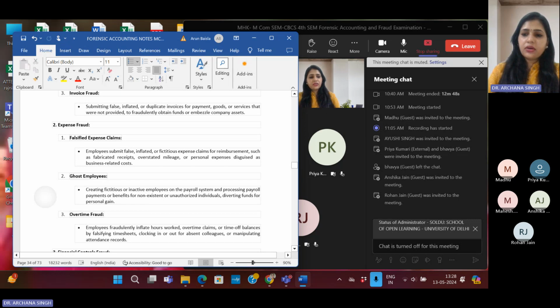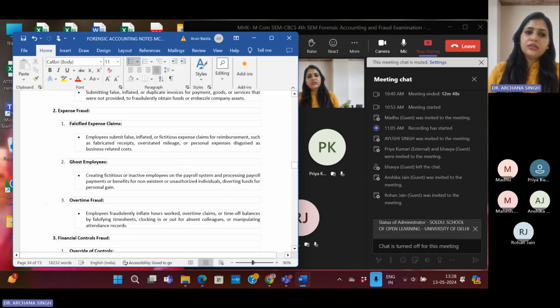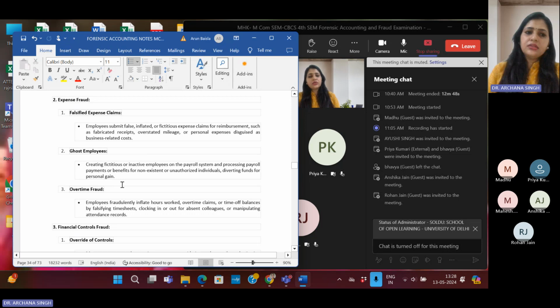Then next is expense fraud. Expense fraud basically is falsifying the expense claims. Employees submit false claims, inflated claims on the receipts, and overstated mileage or personal expenses. Then ghost employees they may create. Actually, they are not active employees. They create inactive employees on the payroll system, and on that basis they get the payments and divert those funds for their own personal gains.